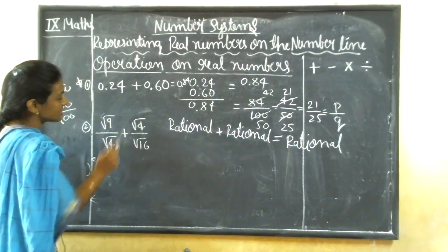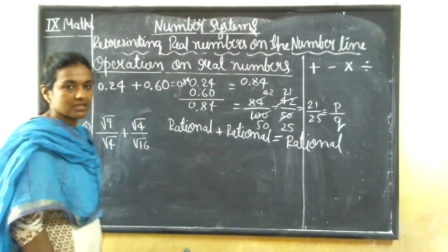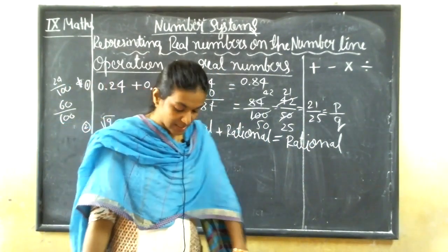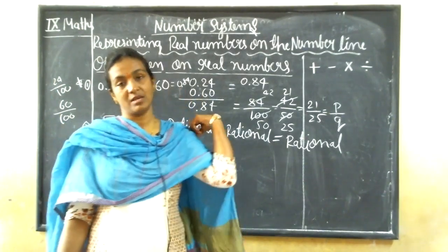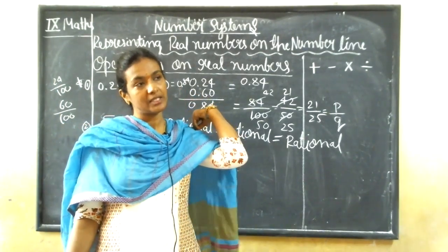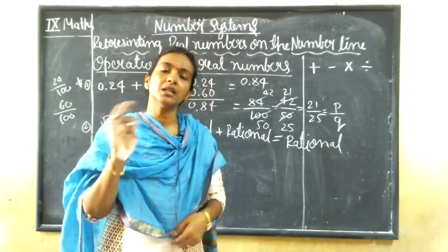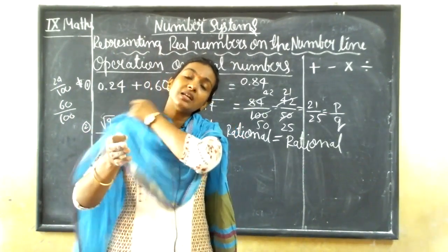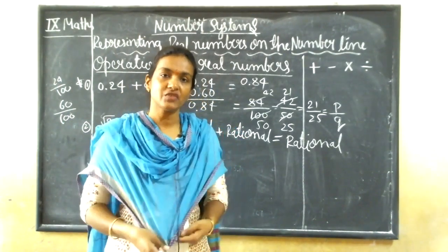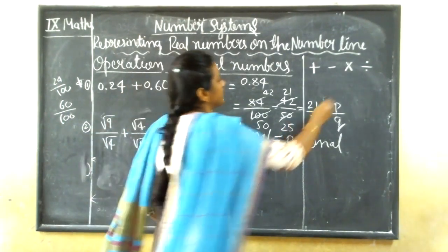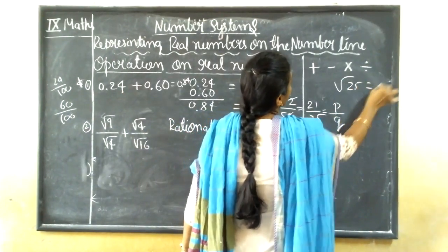Tell me whether these are rational numbers or irrational numbers. In previous class, I explained that when you have a perfect square number in the square root, those are rational numbers. For example, root 25 is a rational number.